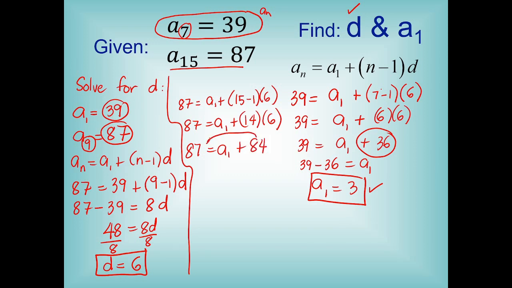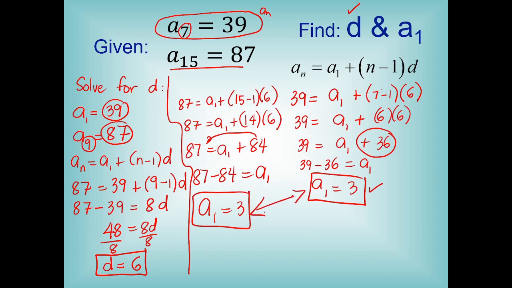Transposing that, 87 minus 84, it's still the same. The first term is really the number 3. Look at that. They are just the same. So I can use this solution or this solution, either way. Okay? Now, let's proceed.